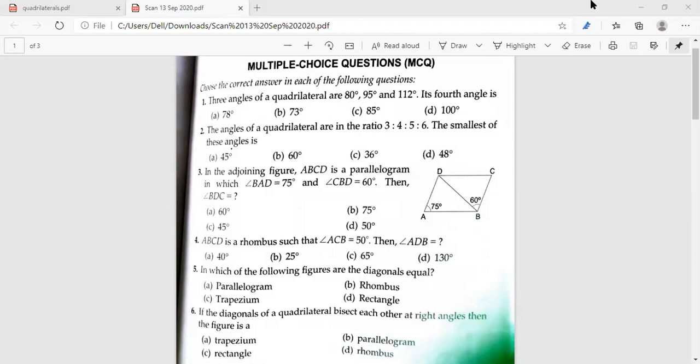Ma'am, should we write these answers in the notebook or just tell the answers? Solve this and write in your notebook. Can we write directly without steps? Without steps, how will you do that? First one, you don't do addition, subtraction. Yeah, but not on paper. Why not on paper? Okay, ma'am.